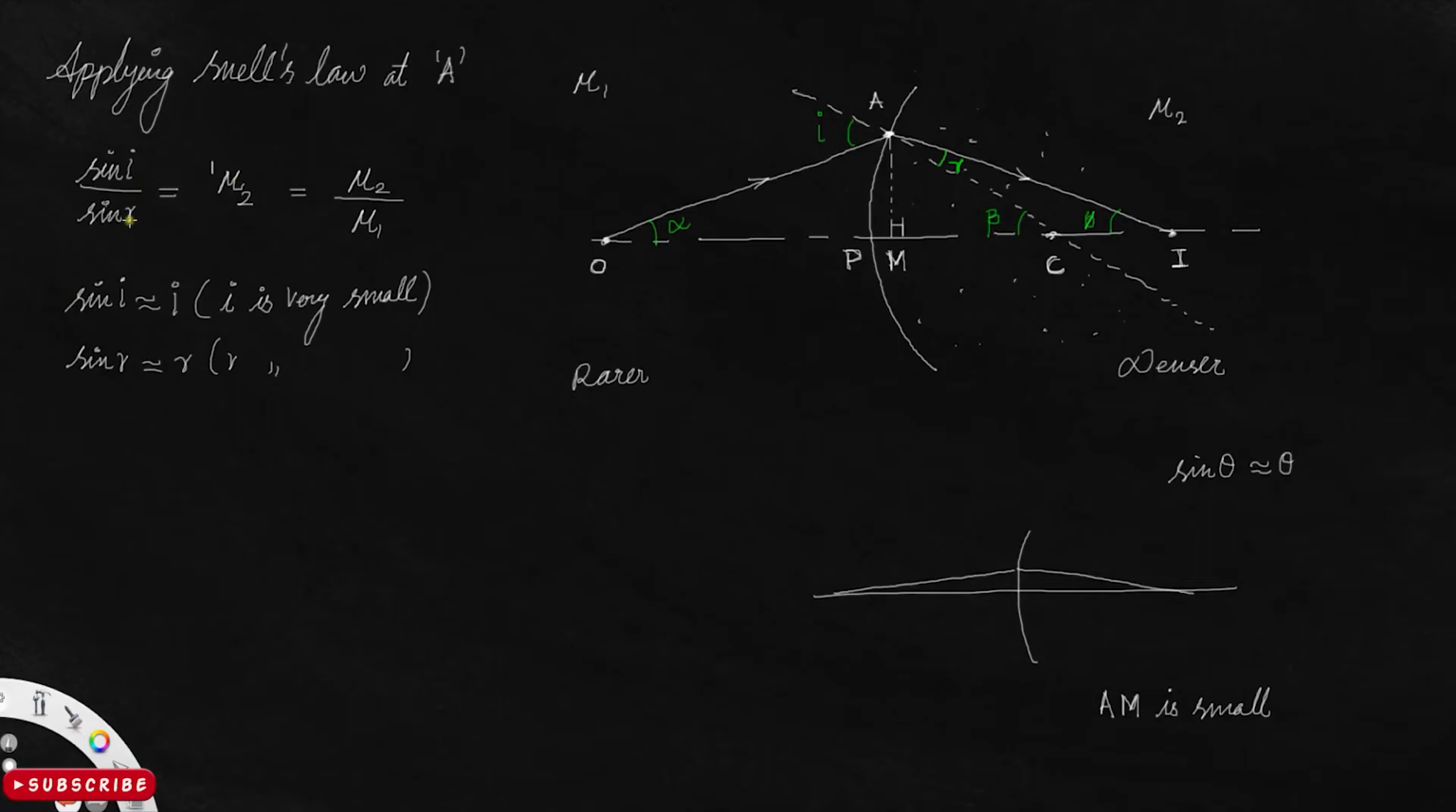Now I can rewrite this equation. Instead of sin I, I can put I, and instead of sin R, R itself. I by R equals mu2 by mu1, which, cross multiplying, gives mu1 I equals mu2 R. Let's put this as equation number 1.